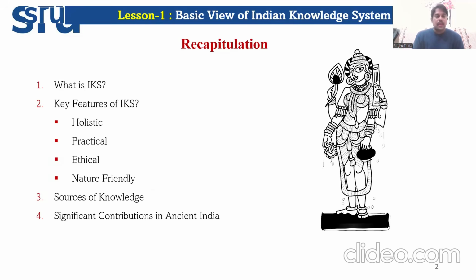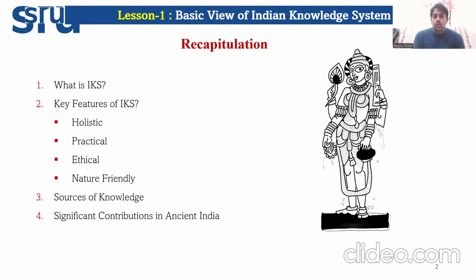The best example I have already given: if you take the trees, which are providing oxygen, an essential element for humans to survive on this earth. On the other side of the coin, we are releasing carbon dioxide, which is essential for the trees to survive. So in such a way, we are depending on each other on this earth, and that is what holistic means. And the second one, practical.